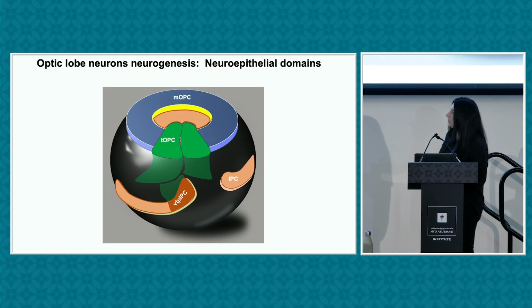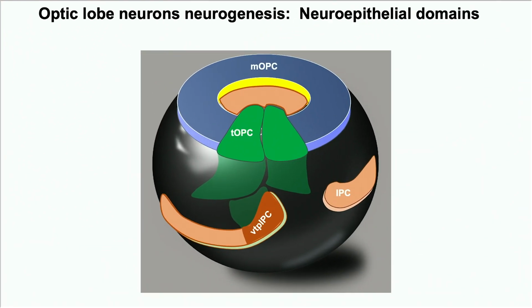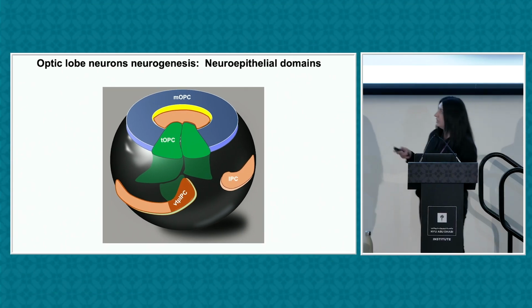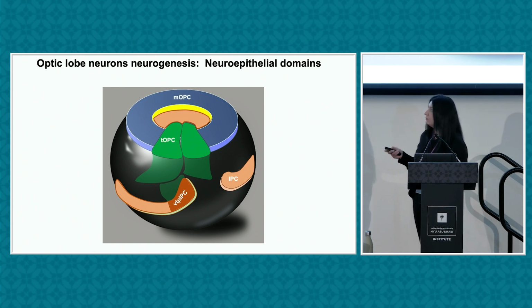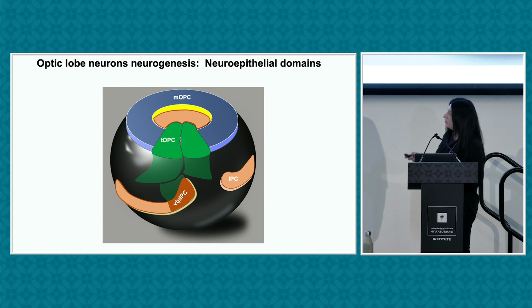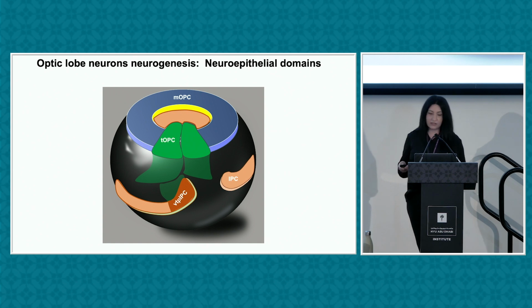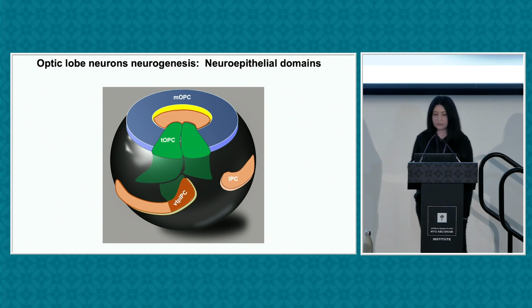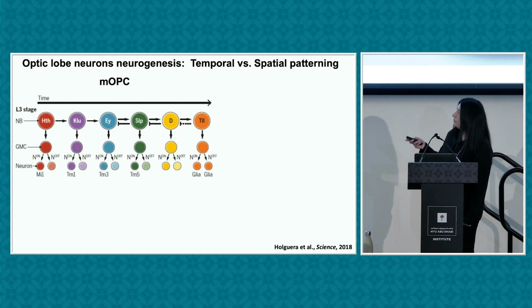It was found that fruit fly neurons originate from two main neuroepithelial domains. The first one is called the outer proliferation center, or the OPC, and the second is the inner proliferation center, or IPC. These domains are further divided into compartments or subdomains called the main and tips of the OPC, and the dorsal and ventral IPC. Throughout this talk, I will touch more on these different domains.